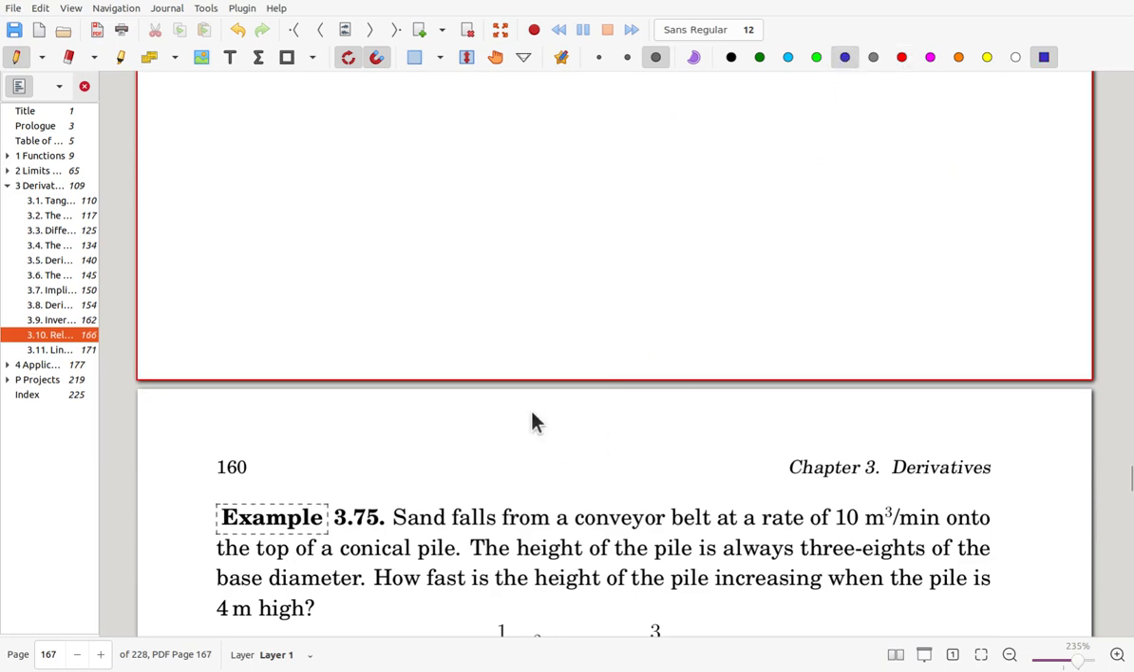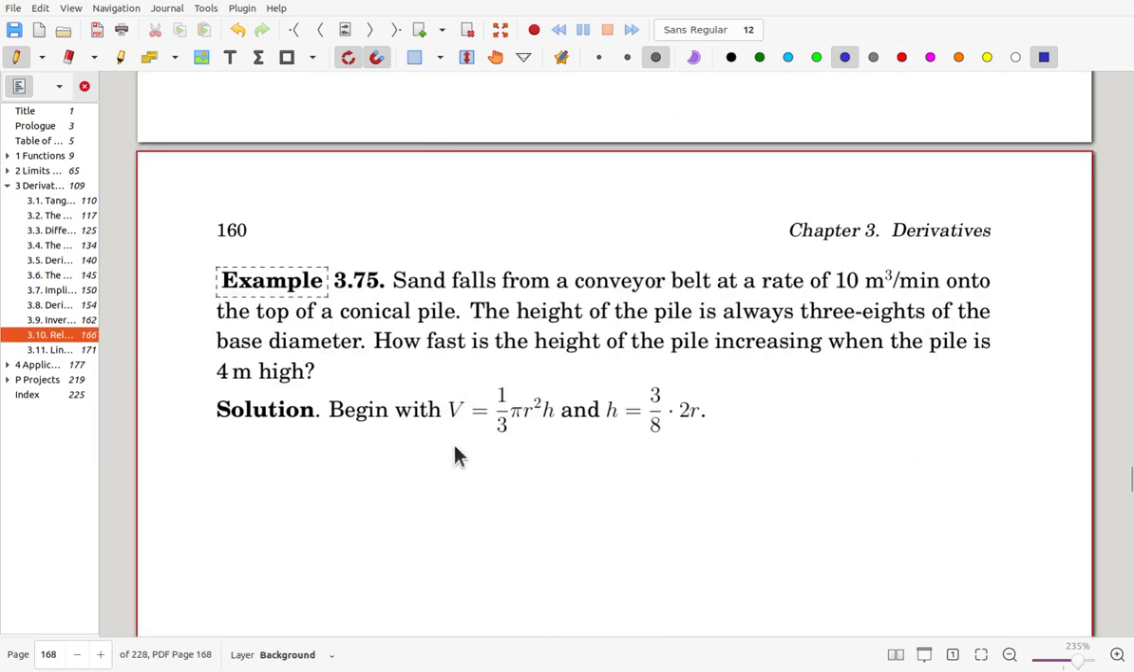Now, sand falls from a conveyor belt at a rate of 10 cubic meters per minute. So this is a sort of volume, onto the top of a conical pile. The height of the pile is always 3/8 of the base diameter. And how fast is the height of the pile increasing when the pile is 4 meters high?